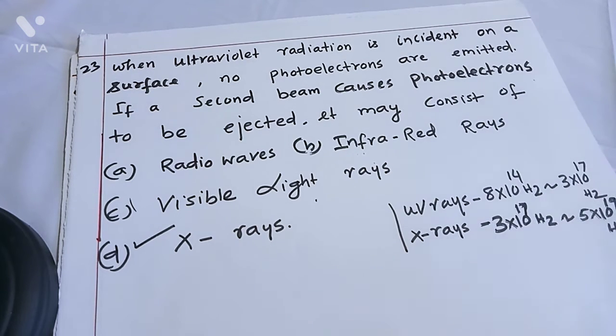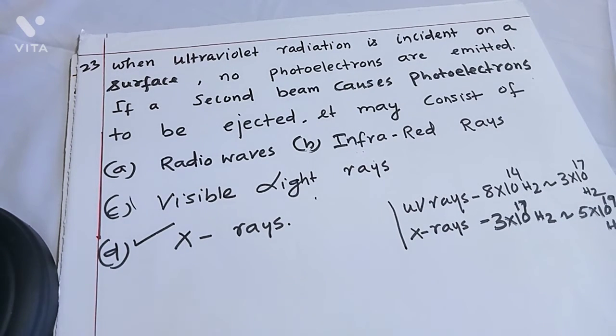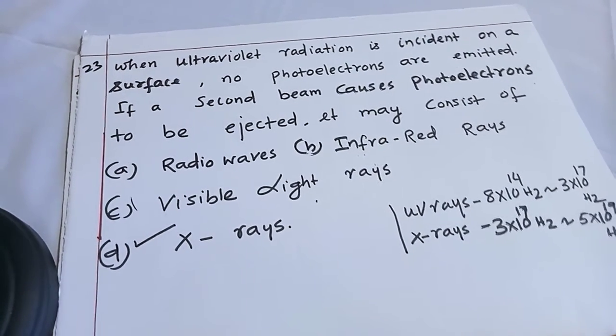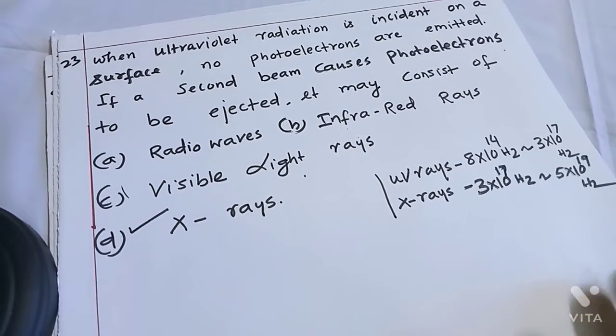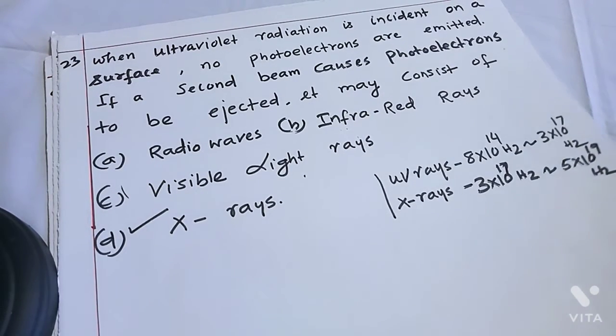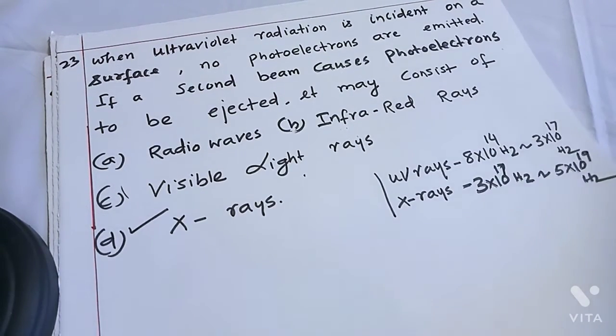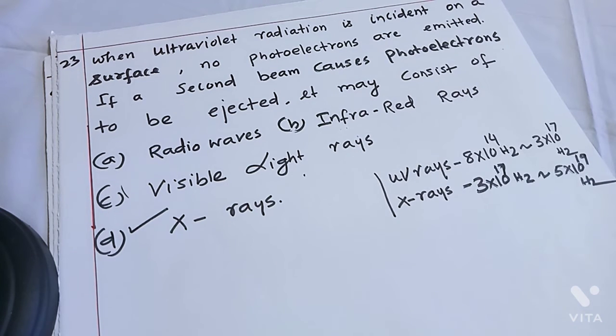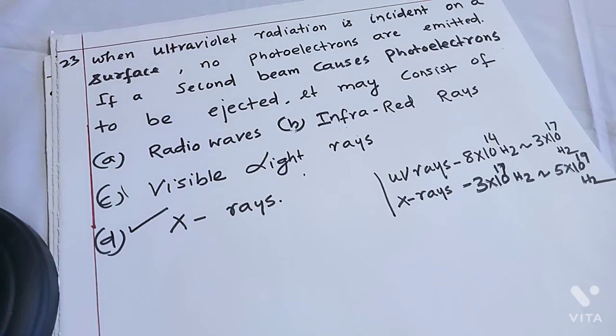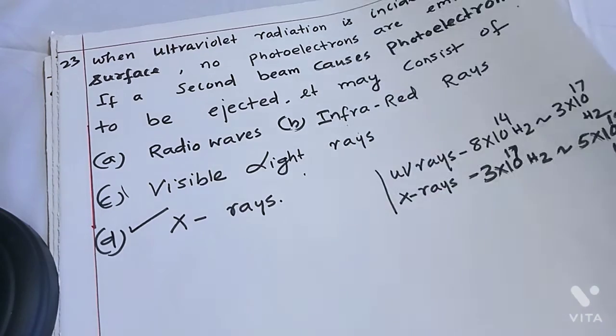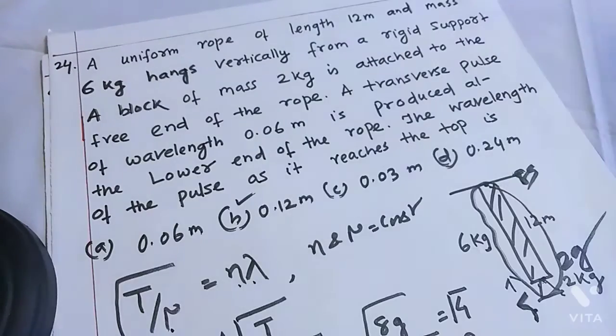X-rays have frequency much higher than that of ultraviolet rays. Hence, the possible answer is X-ray, which can produce photoelectrons, because X-ray has frequency 3 into 10 to the power 17 Hz to 5 into 10 to the power 19 Hz, whereas ultraviolet rays have frequency 8 into 10 to the power 14 Hz to 3 into 10 to the power 17 Hz. So the correct choice is X-ray, that is D.